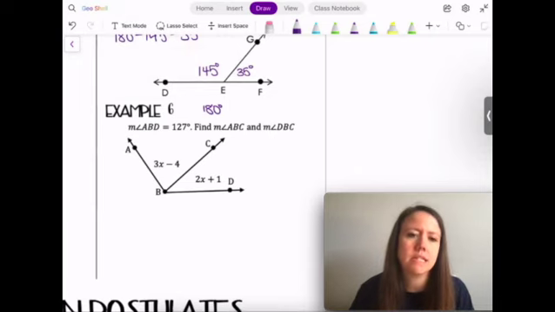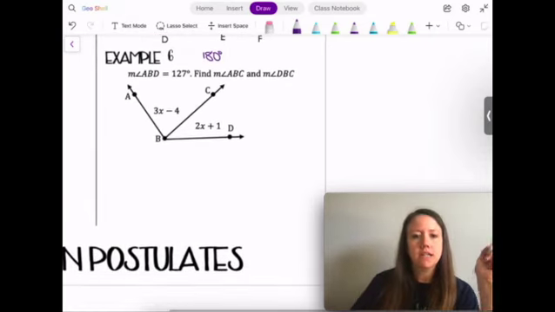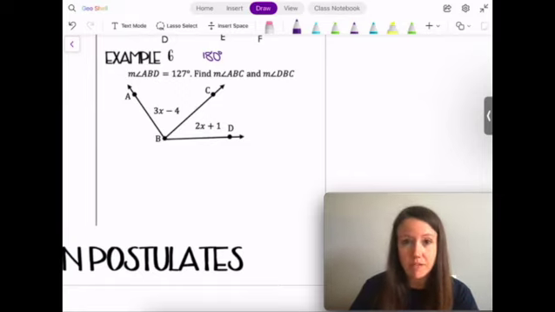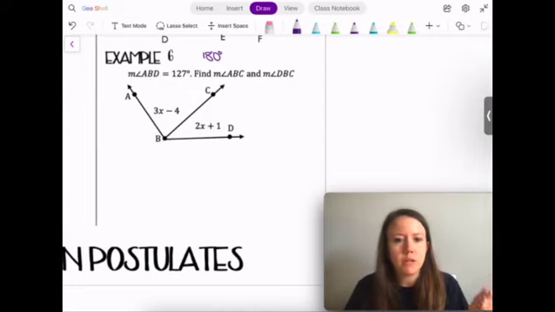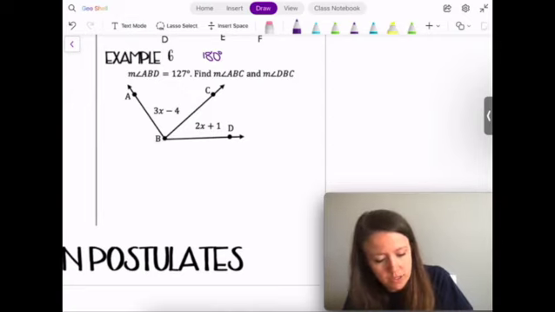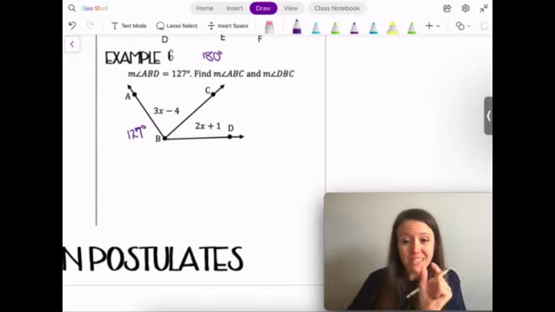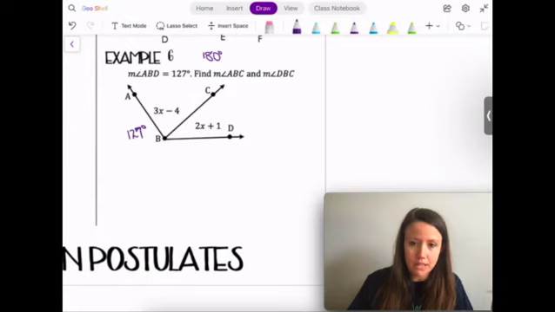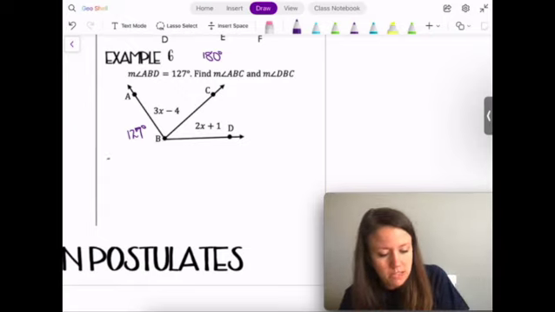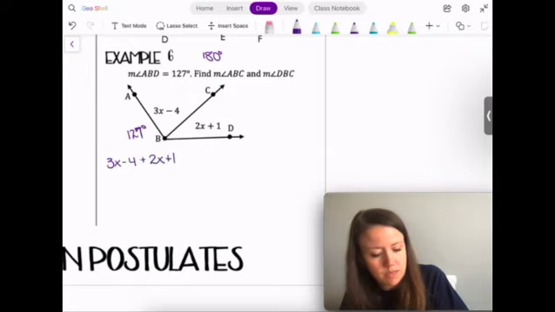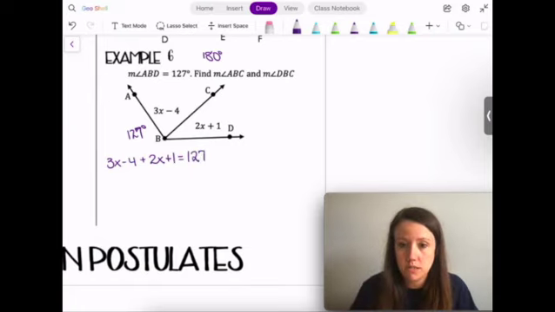One last example to end the notes. In this example, we now have algebra. Sometimes that makes it tricky for some of us, but I'm going to get you through. So this time we know that ABD is 127 degrees. So the big angle is 127 degrees. And I know that the two little angles are going to add together to get the big angle. So I'm going to take little angle number 1 plus little angle number 2. And together, that should give me 127 degrees.